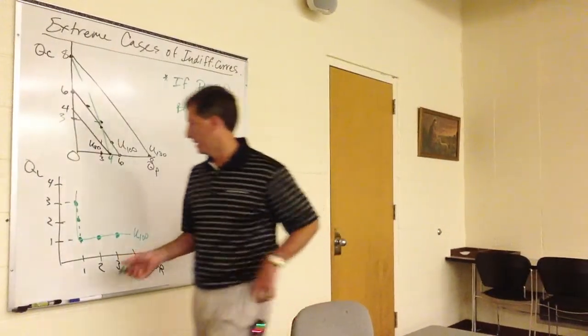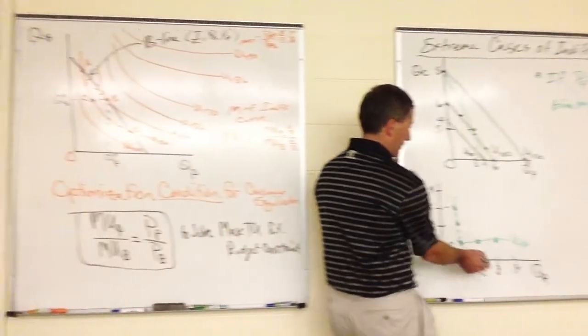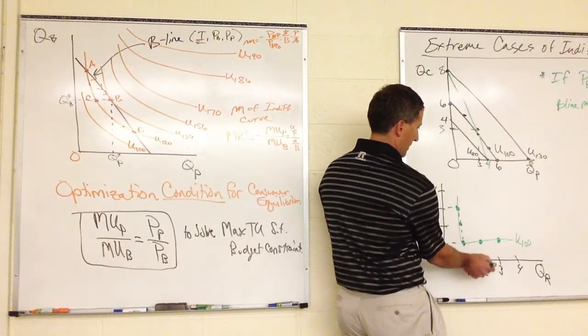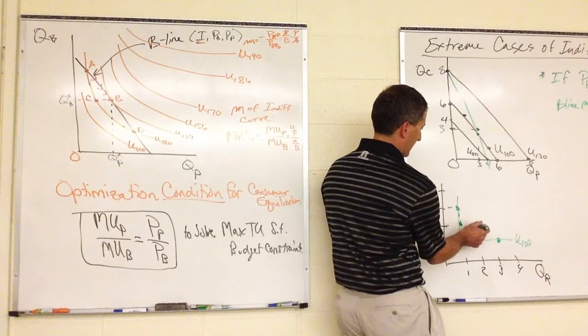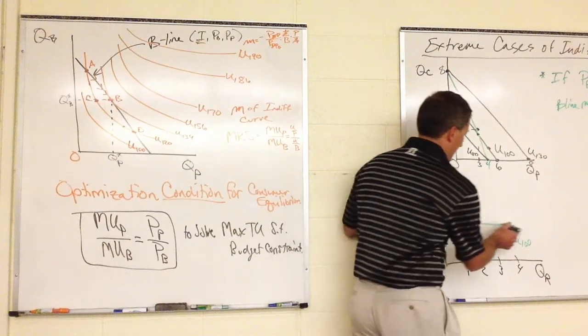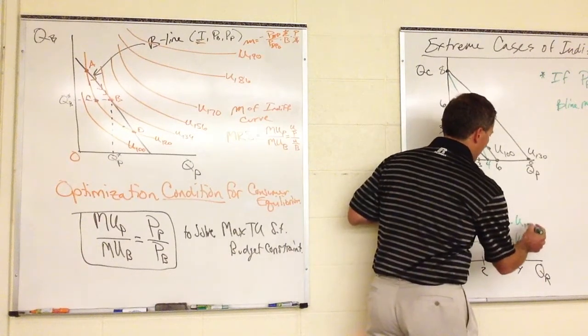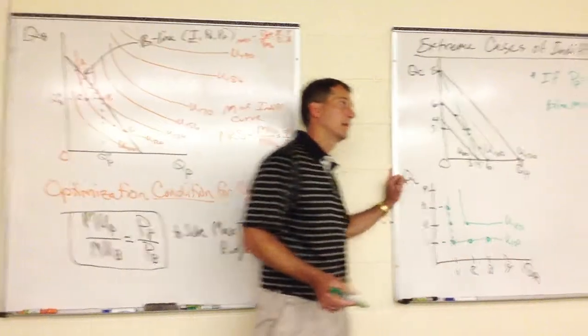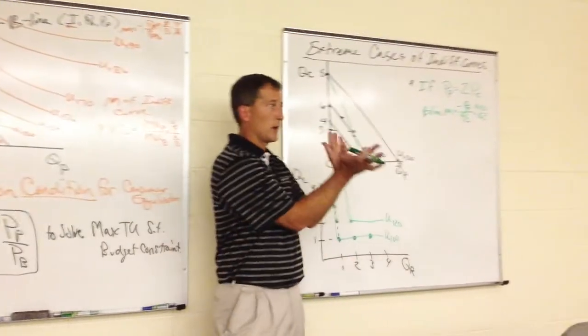How do I get happier? You got to give me them together. So if you give me a second right shoe and a second left, all of a sudden I'm happier. I jump up to 120. So your indifference curves are these right angles.